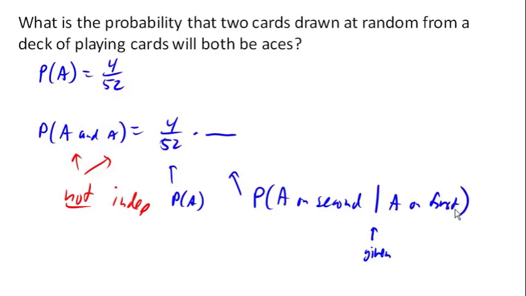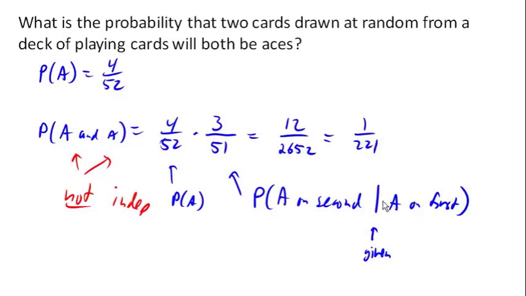So here, how many possible cards can one draw on the second draw? There's only 51 cards left, and so it's going to be out of 51. Now, how many aces are left? There are only 3 aces left now, and so our probability ends up being 12 out of 2652, or in other words, 1 out of 221, rather than the 4 out of 52 times 4 out of 52.